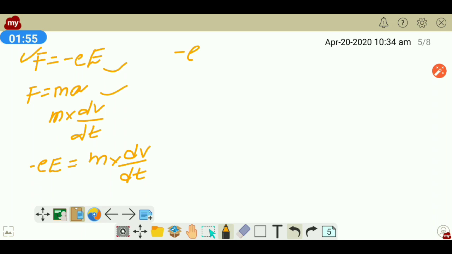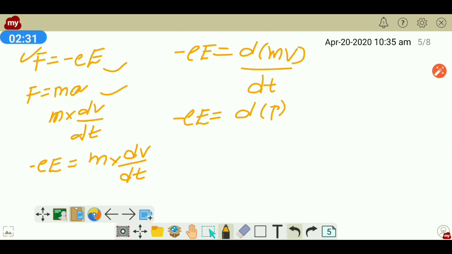So minus e into E equals, mass is not a constant. It is treated as a variable. It can change, so any change in the particle can be differentiated. So d into the bracket m into v, divided by dt. I have taken that m inside the derivative and it became a product with the velocity. So it is the derivative of mass into velocity with respect to time. And what is mass into velocity? It is momentum, represented with the letter p. So minus e into E equals dP, capital P, divided by dt.